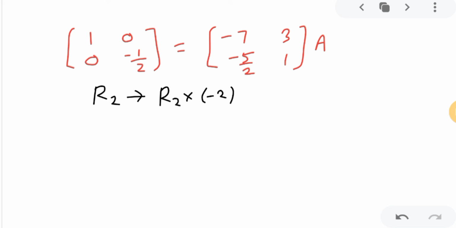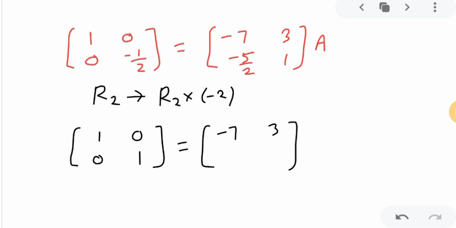So if I perform this operation, on R1 no operation, so as it is. R2, this will become 0 into minus 2, 0 into minus 2 will be 0 only, and this will become minus 1 upon 2 into minus 2. So minus plus 2 will cancel, it will become 1, correct. And on the right side also I am performing the operation on R2. So R1 will be as it is, R2 will be minus 5 upon 2 into minus 2. So 2 cancels, minus plus, so 5, correct.